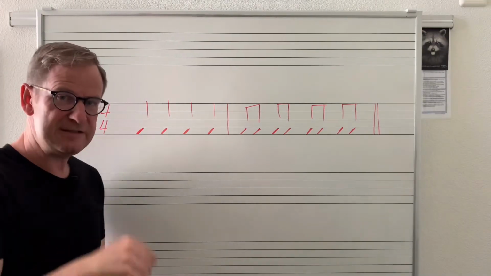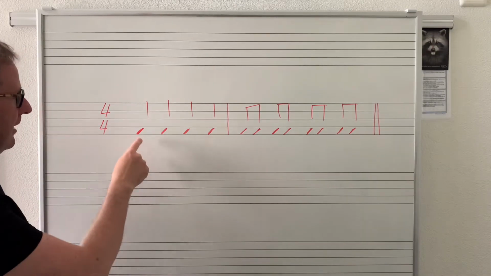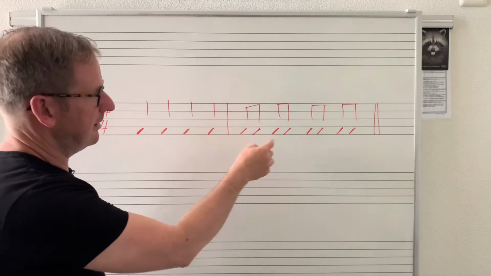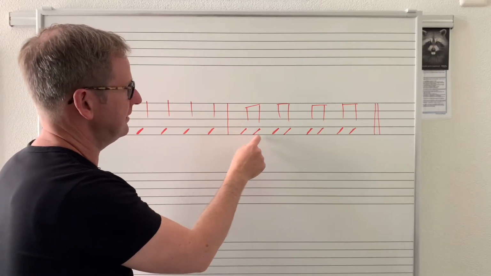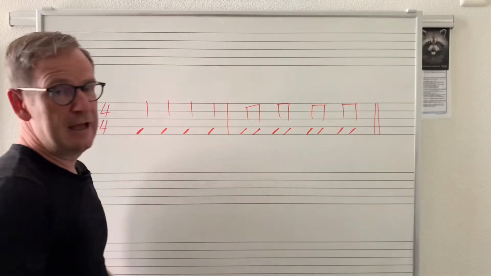Okay, here we have an easy example of a 4 quarter bar type. We see we have ta, ta, ta, ta, and then we have 4 groups of this ta, te, ta, te, ta, te, ta, te.